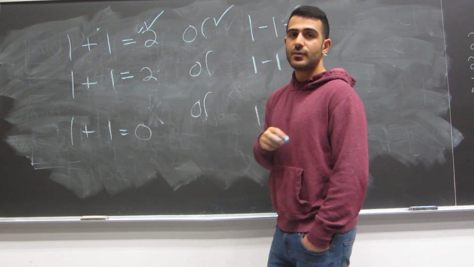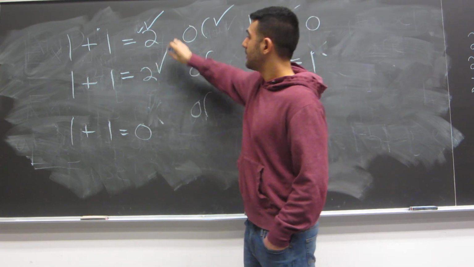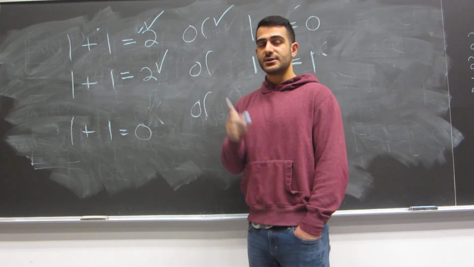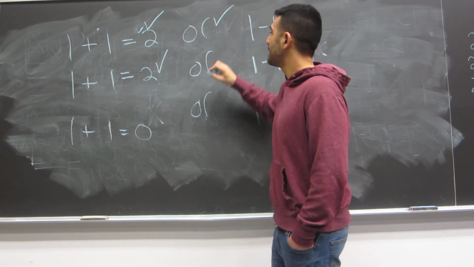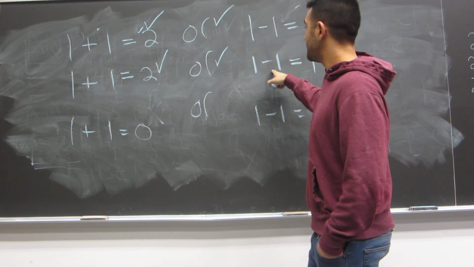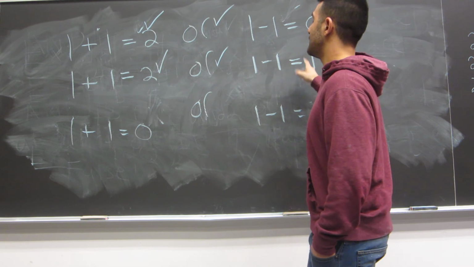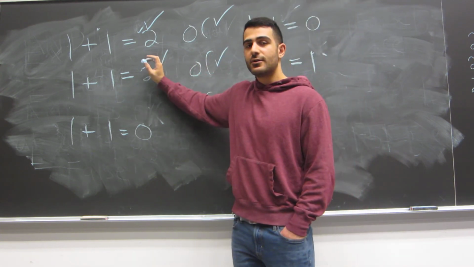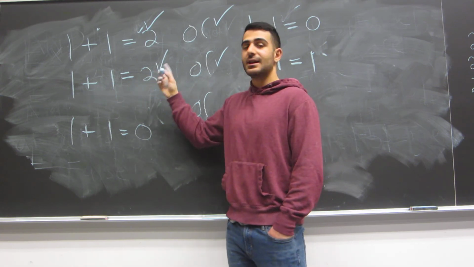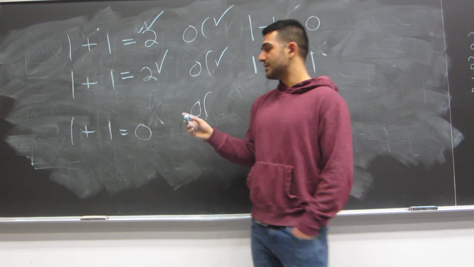Let's do the next example. 1 plus 1 is 2. Again, that is true. There's no point in showing whether the other one is true or false, because the OR statement only asks if one is true. Even though this one is true and this one is false. So 1 plus 1 is 2, but 1 minus 1 equals 1. This doesn't matter, because we've already shown that at least one of them is true, so the OR statement is true. Let's do the last one.